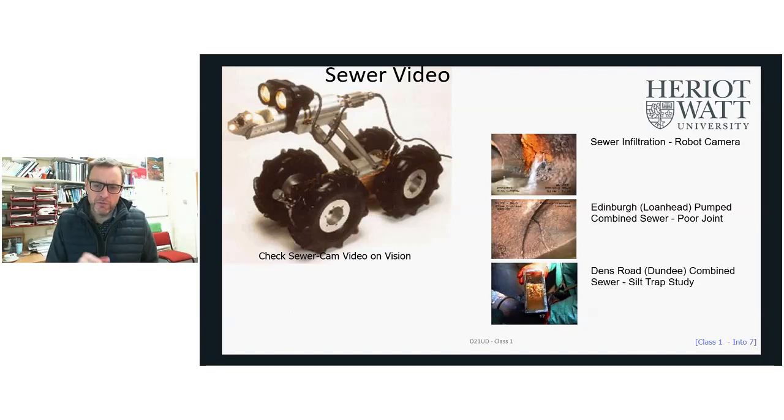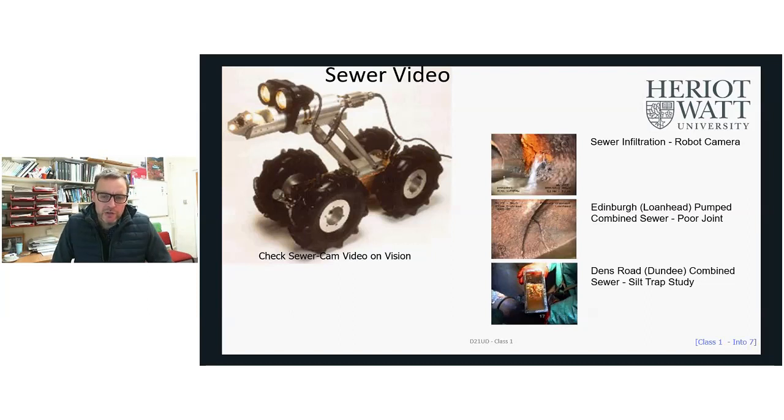So the first one, which is called Sewer Infiltration Robot Camera, is a little robot going along the sewer, and what it identifies is infiltration coming into the sewer pipe. Now what infiltration is, is where you've got a hole in the pipe wall, and through that hole groundwater is moving from the surrounding ground into the pipe. And so you would say, well, why is that an issue?